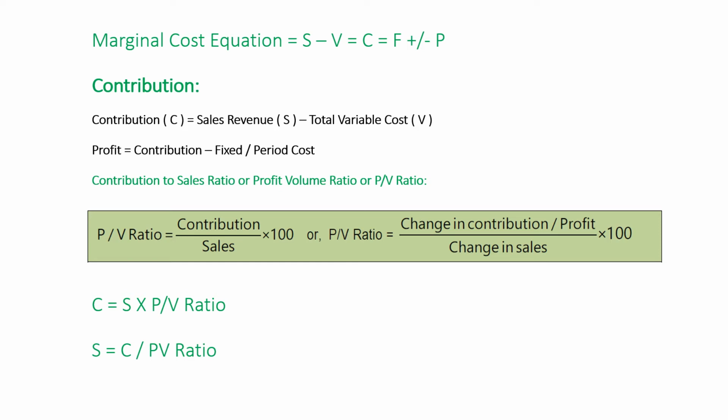Okay. The mathematical calculation is explained below, because in certain sums they may not give contribution but they may give sales price and PV ratio. Then we have to calculate contribution is equal to sales into PV ratio. In case sales price is not given but contribution and PV ratio is given, then sales price is equal to contribution divided by PV ratio. It is only a mathematical expression of PV ratio, which is contribution divided by sales into 100.